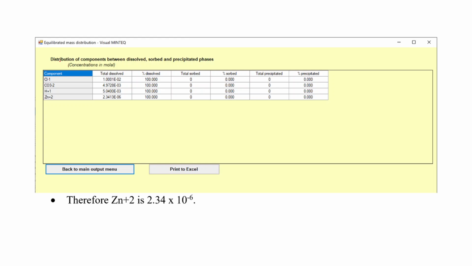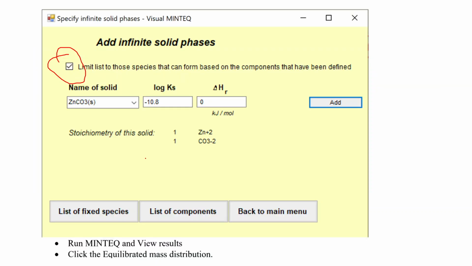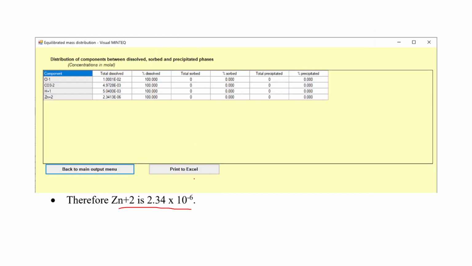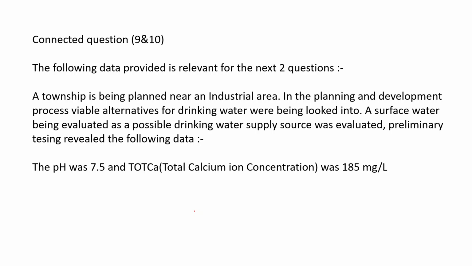This is the equilibrated mass distribution, and we can see that Zn is forming at 2.34 into 10 raised to power minus 6. As it was mentioned, the stoichiometry of this solid is 1:1. So the amount of Zn2+ will be equal to the amount of carbonate ion that will be involved with Zn. So ZnCO3 will be equal to the amount of Zn2+. So 2.34 into 10 raised to power minus 6 is the solution.